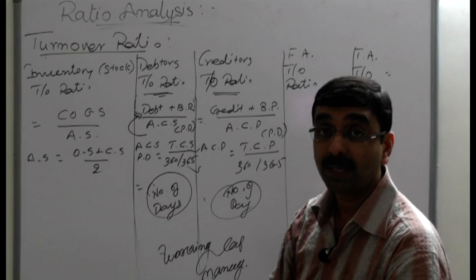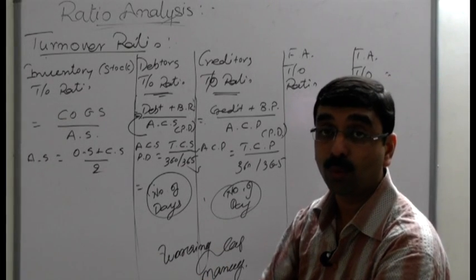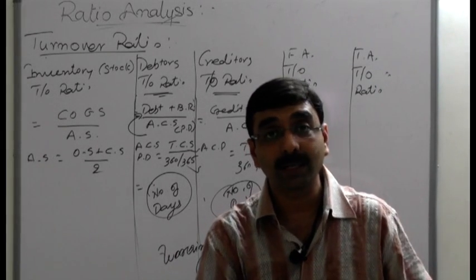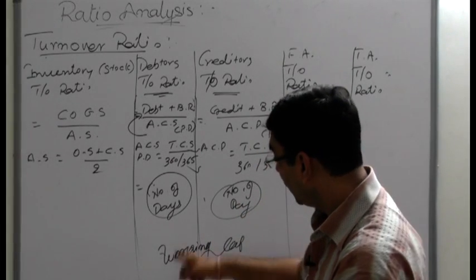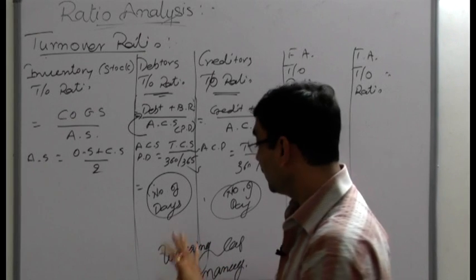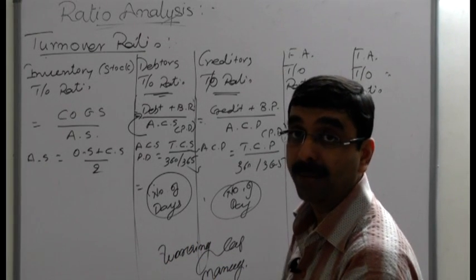If the credit period given to the debtors is more than the credit period offered by your creditors to you, that means you need more liquidity in the business. So ultimately it affects your working capital. So this is related to working capital management.